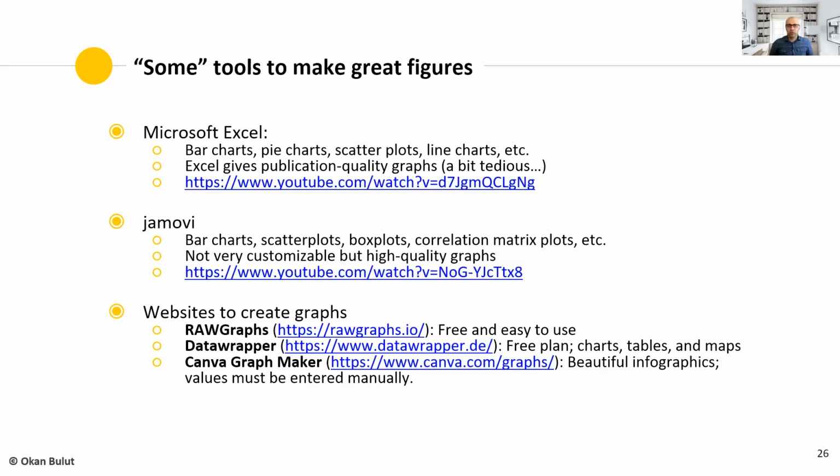The jamovi program that I showed you earlier is capable of creating bar charts, scatter plots, box plots, and correlation plots, including the green correlation heat map that I showed you earlier. So jamovi created that one. It is very nice. The plots are not very customizable, but they're really high quality graphs, so you can copy and paste them into your publication or presentation easily. And I listed a couple of other options over here.